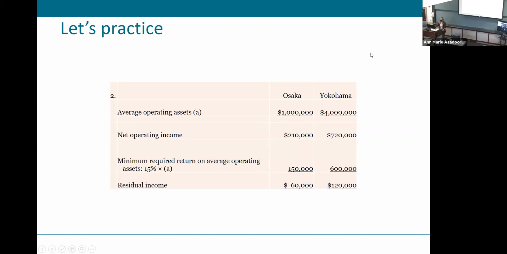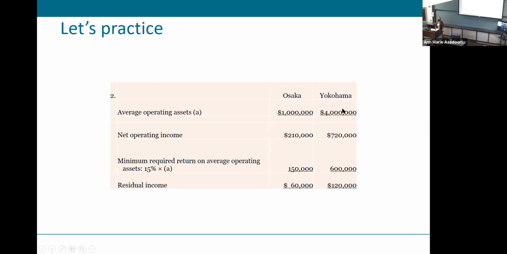All right, which division is performing better? I think Osaka is performing better because the residual income is 6% of assets, and for Yokohama it's 3%. So they're saving more.